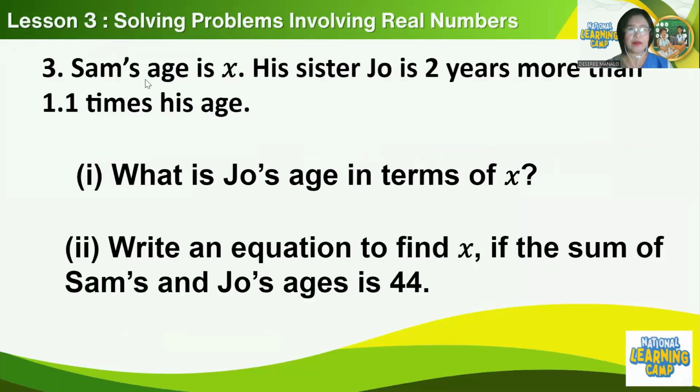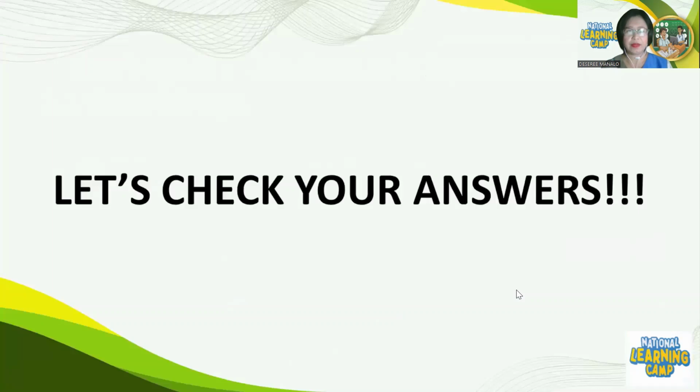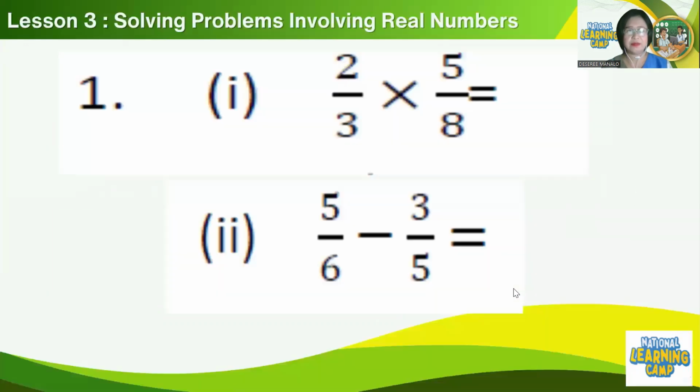Number 3, Sam's age is X. His sister Jo is 2 years more than 1 and 1/10 times his age. I. What is Jo's age in terms of X? 2i. Write an equation to find X if the sum of Sam's and Jo's ages is 44. You can pause the video and then answer in a scratch paper. Let us check your answers.